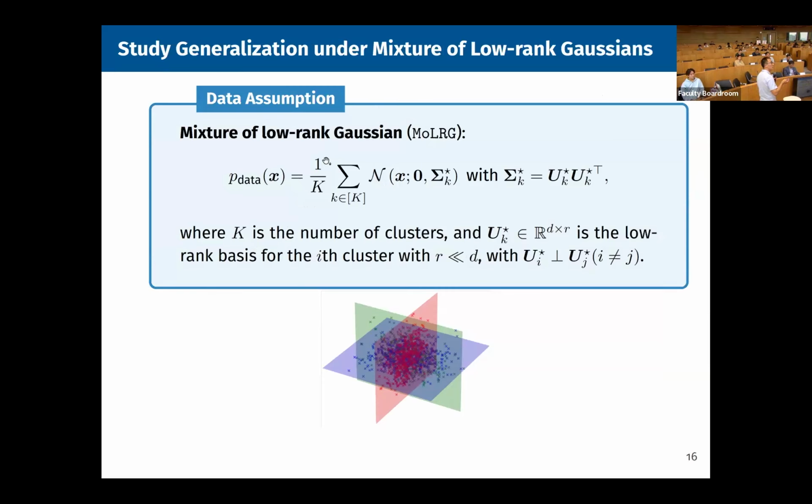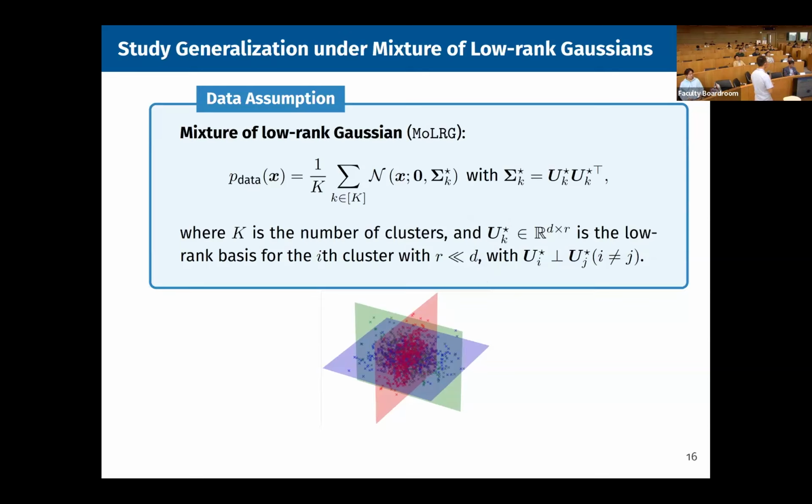So here we make a further simplification. We assume that the mean is 0, and we assume that the covariance is degenerate, where UK is basically the basis of each subspace. So here we consider K subspaces, where each subspace is governed by the covariance matrix sigma k, where sigma k is a degenerate, low-rank matrix. The columns of UK describe the basis, which is R dimensional, of each subspace, and here we are assuming the subspaces are orthogonal to each other.